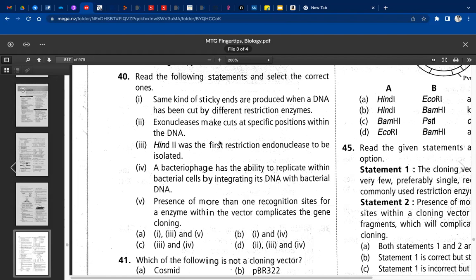Read the following statements and select the correct ones. Option 1, same kind of sticky ends produced in a DNA cut by different restriction enzymes. Option 2, exonucleases make cuts at specific positions within the DNA. Option 3, Hind II was the first restriction endonuclease to be isolated. Option 4, a bacteriophage has the ability to replicate within bacterial cells by integrating its DNA with bacterial DNA. Option 5, a presence of more than one recognition site for an enzyme within the vector complicates the gene cloning.